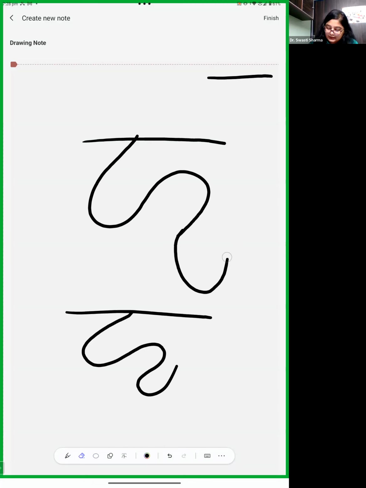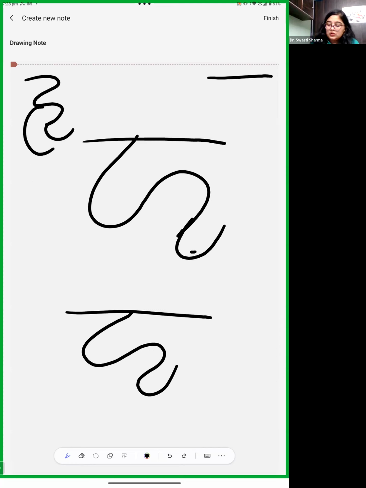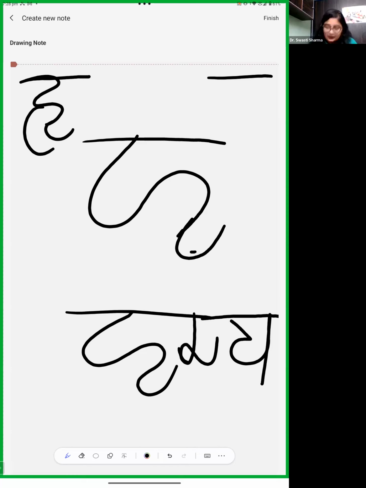In Ha, it will not be from the middle one. Like the ukara matra, it will start from the ending point only. This is Hri, as we mentioned in the word Hridaya. So this is Ri, then Da and Ya. This is Hridaya.